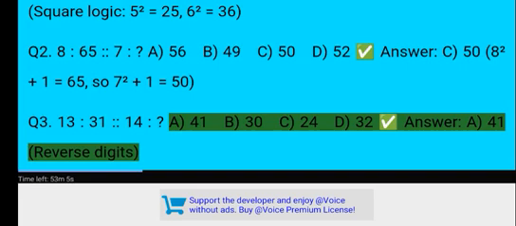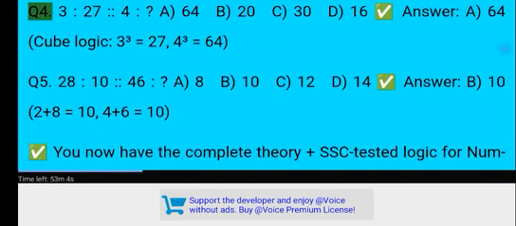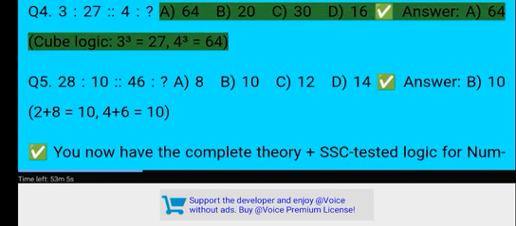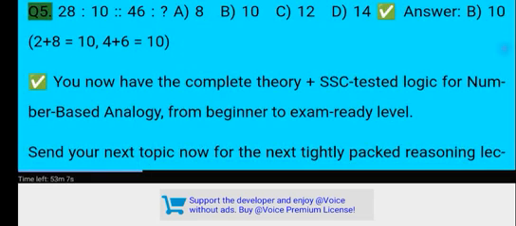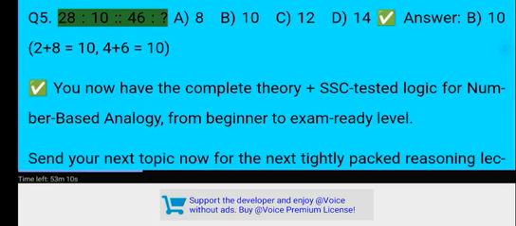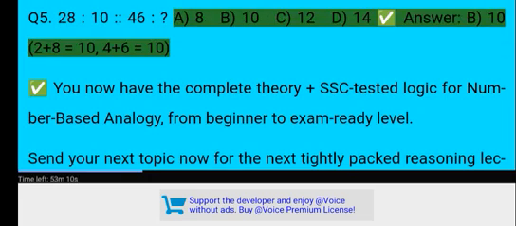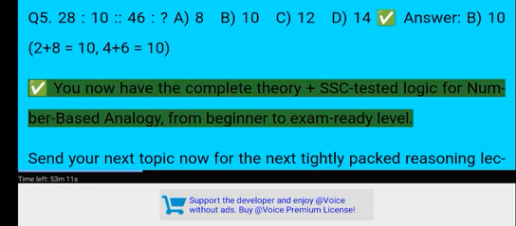Q3, 1331 and 14, ?. Options: A 41, B 30, C 24, D 32. Answer A, 41, reverse digits. Q4, 3, 27 and 4, ?. Options: A 64, B 20, C 30, D 16. Answer A, 64, cube logic, 3 cubed equals 27, 4 cubed equals 64. Q5, 28, 10 and 46, ?. Options: A 8, B 10, C 12, D 14. Answer B, 10. 2 plus 8 equals 10, 4 plus 6 equals 10.